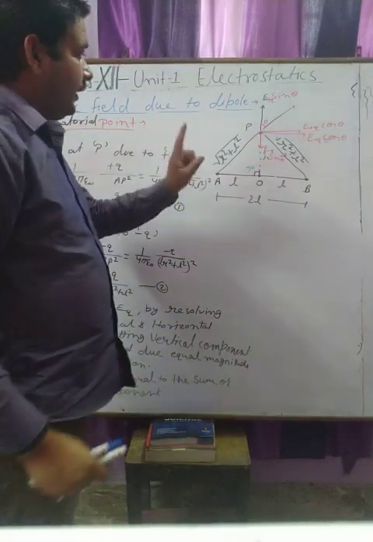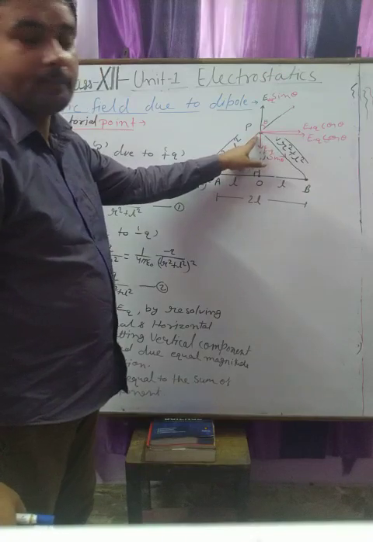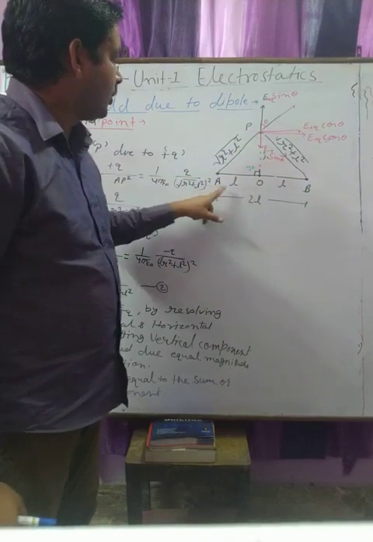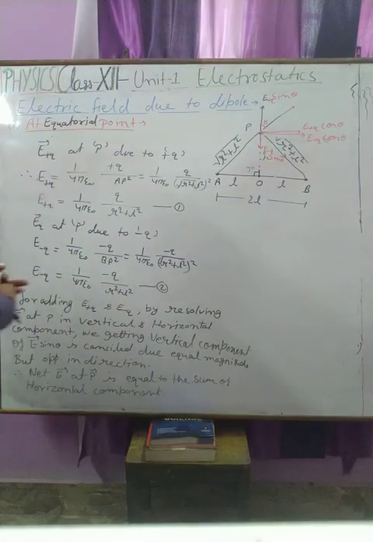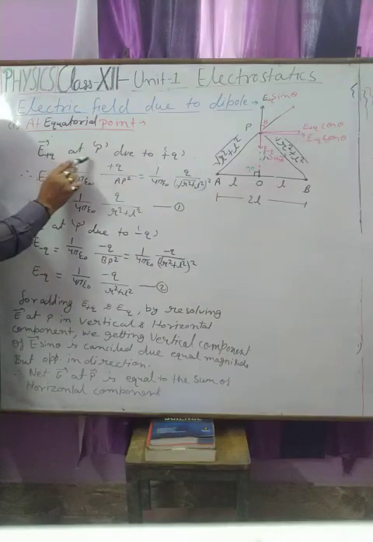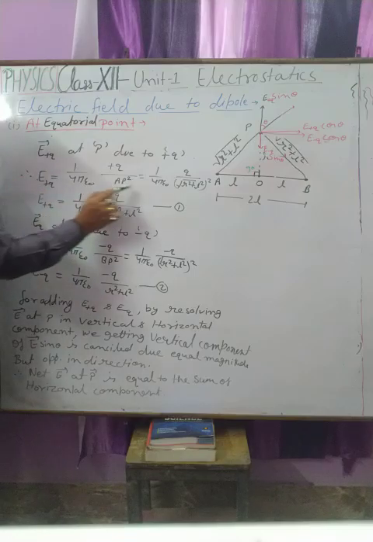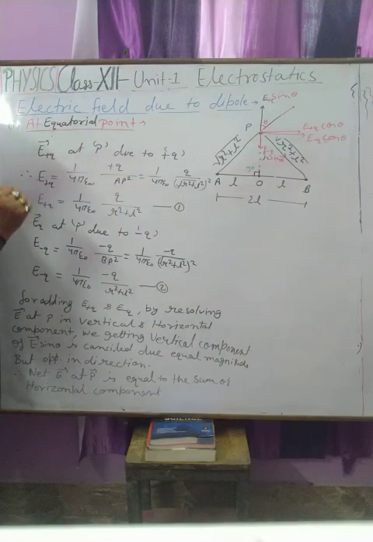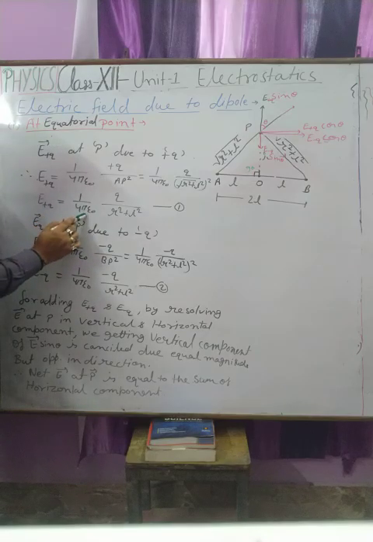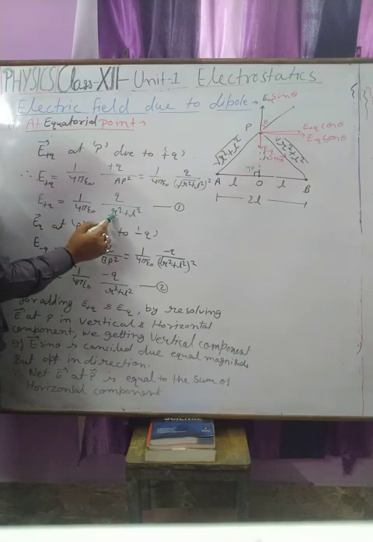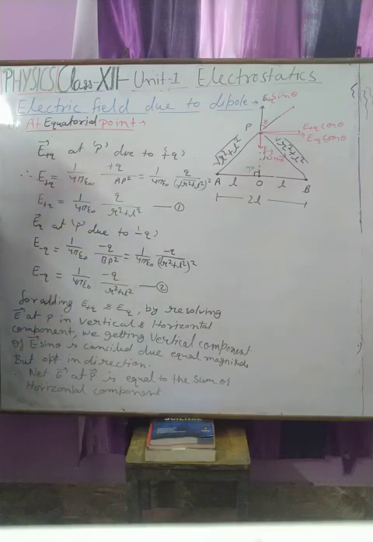Now we need to calculate the electric field due to this dipole AB at point P. So the electric field at point P due to the positive charge we calculate using 1 upon 4 pi epsilon naught, Q upon (R square plus L square).